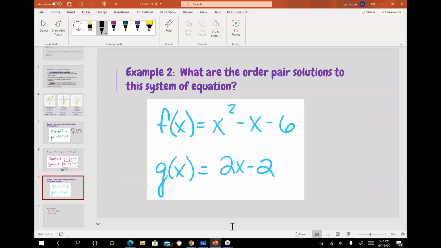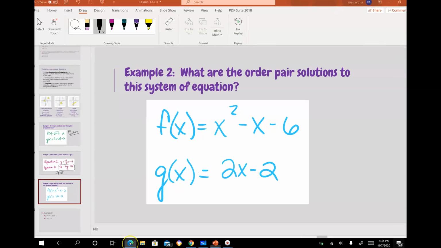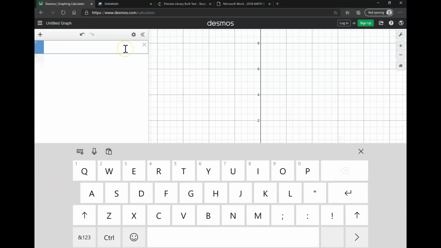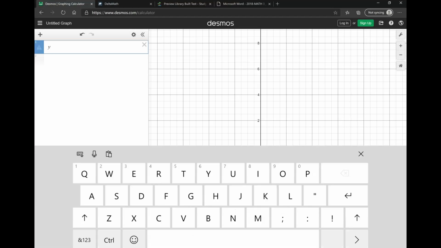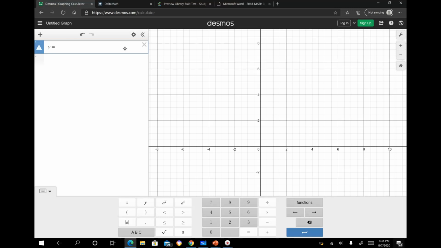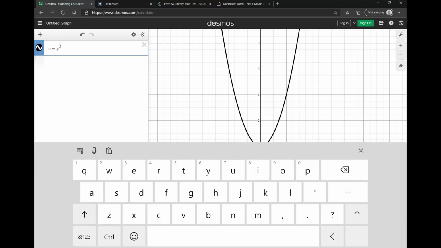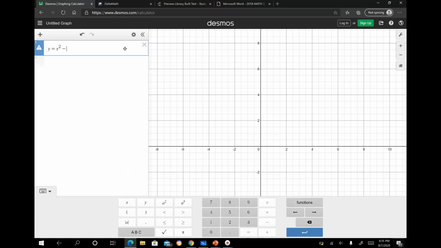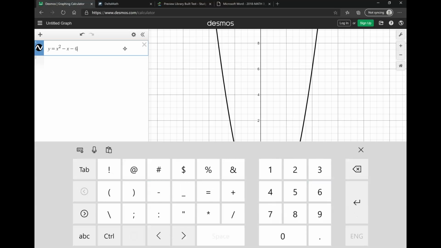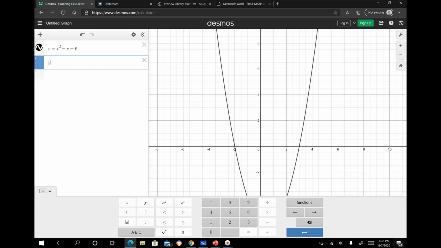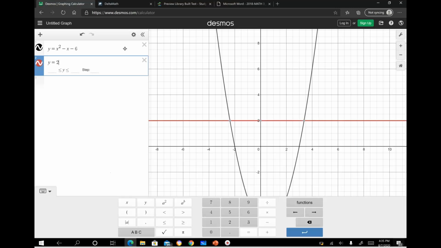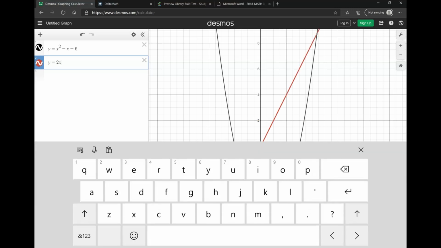All right, this one says, what are the ordered pair solutions to this system of equations? So it actually wants the ordered pairs. It wants where do these two graphs intersect, and what are the ordered pairs? So we're going to go to Desmos. The first one is going to be y equals x squared minus x minus 6. The next one is going to be y equals 2x minus 2. I know it's painful to watch me do this. Y equals 2x minus 2.